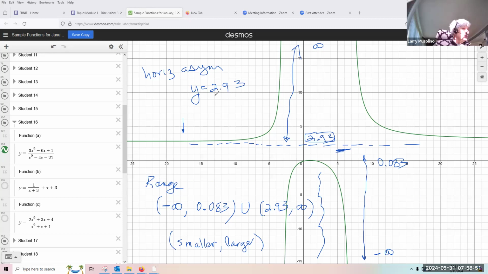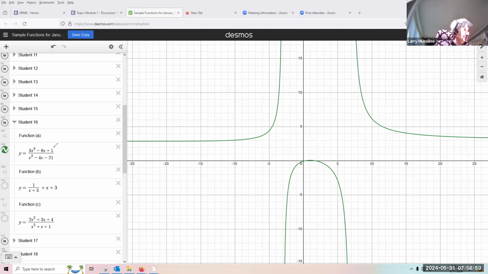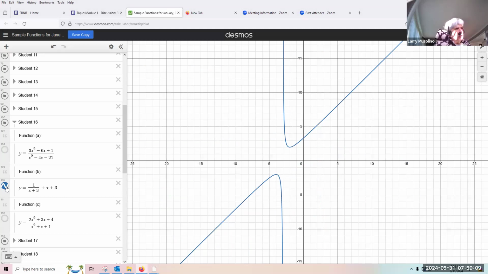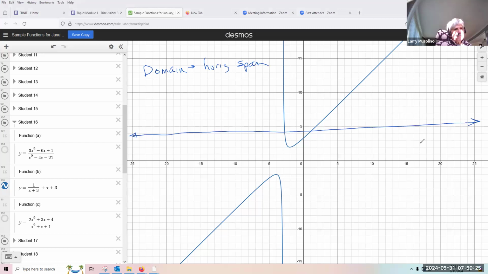Okay. All right. So let me go to the next graph. Again, these are not exact values. We're approximating these from the graph. All right, let me go to function b, and we'll take a look at this one. All right, so this is kind of a weird looking graph. Let's figure out the domain and range to begin with. So the domain is the horizontal span of the graph. So let me look horizontally here.